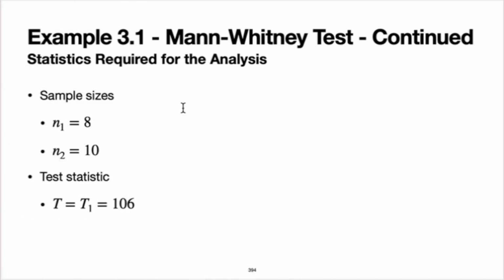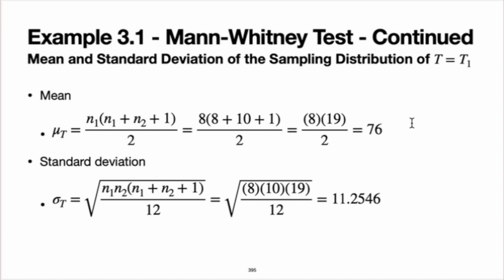In order to do this analysis, we need the two sample sizes and then the test statistic, which is T1. We found that previously to be 106. Remember that T1 is the rank sum for what we're calling sample 1, and we've ranked the data before. So you do have to rank the data, obviously. You've got to get those ranks. The rank sum for sample 1 was 106. The mean of the true sampling distribution of T is equal to 76. And the standard deviation of the true sampling distribution of T is 11.2546, rounded to 4 decimal places.